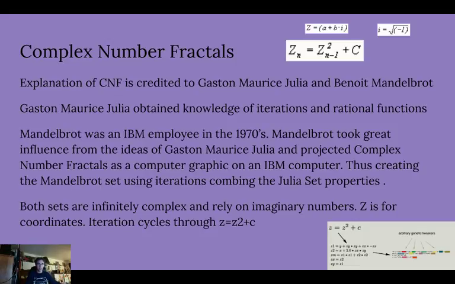And they obtained this knowledge through iterations and rational functions. So rational functions are just algebraic functions, right? Just basically a numerator, denominator with exponents. There's multiple formulas that adhere to rational functions. I won't go in depth about rational functions too much, but mostly iterations, cycles. So these are the two main aspects that make a fractal the way it is: iterations and rational functions.